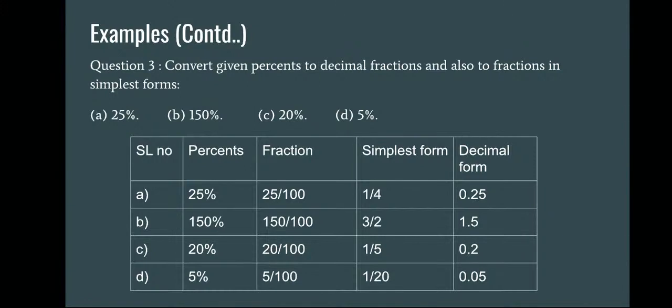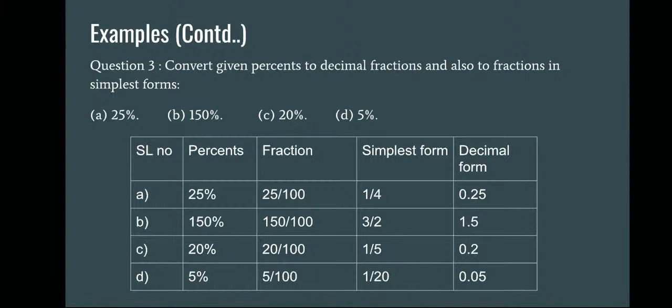The third question is, you have to convert the given percents into decimal and fractions, and also simplify the fractions. I have written this in a table so it's easy to understand. The first question is 25%. 25% in fraction is nothing but 25 divided by 100. Keep it in mind, percentage is per 100. The definition itself says per centum, which means per 100. So 25 by 100 is the required fraction, and if we simplify this, it's 1 by 4.